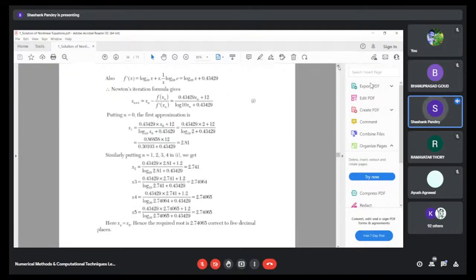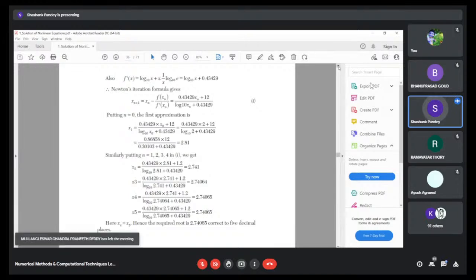So this was the problem which we were discussing. I will repeat it since it was not shared. Here we compute the derivative of this function, which comes out to be log base 10 x times 0.4342, and we use this derivative to express the root of the function in general terms, which is expressed by equation number 1.